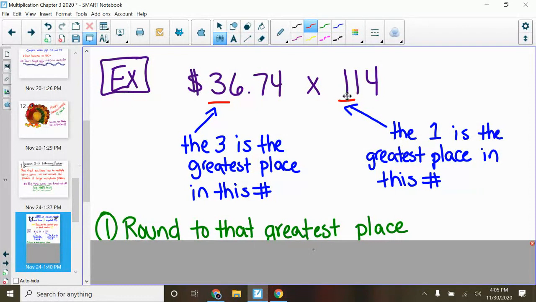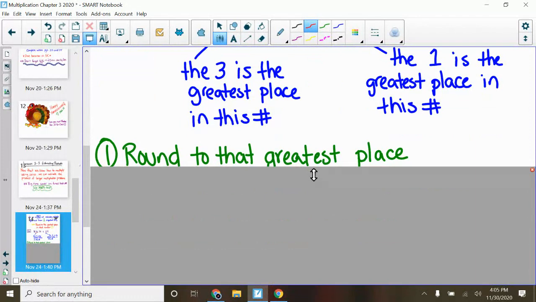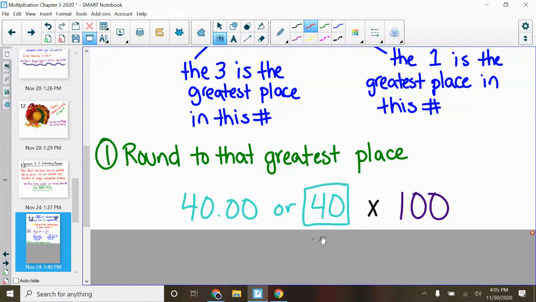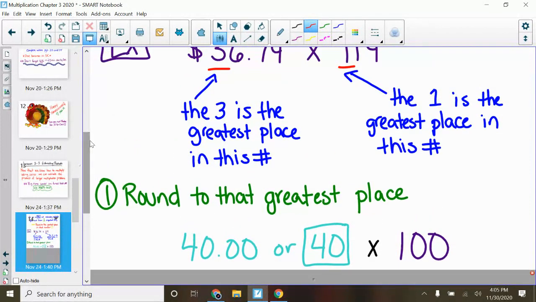So that means my 1 is going to stay where it is. If I scroll down here into where the rest of the problem is located, here's where we see what we've done with this problem. We have rounded $36.74, I believe it was, to about $40. And then our 114, we've rounded to about 100. So we rounded each of those to the largest place. And so that's where my 40 came from, and this is where my 100 came from.